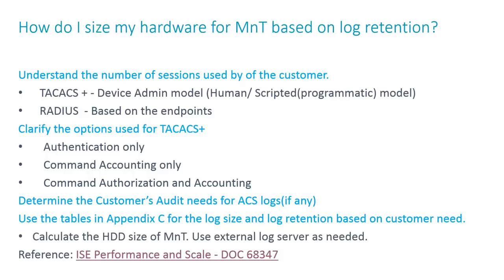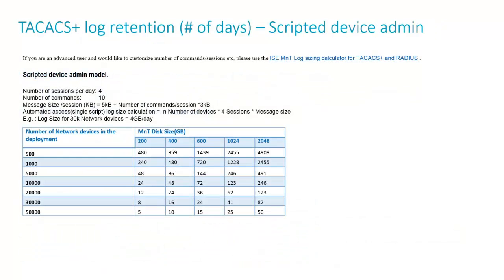Finally, once you have clarity and answers for all the items that we discussed before, all the 3 items listed here, then you can look at Appendix C in the how-to guide available in the community site for ACS to ISE migration. This information is also available in the ISE Performance and Scale Guide, the link for which is provided in this slide. Based on these tables and the reference material provided, you can calculate the hard disk size for your MNT.